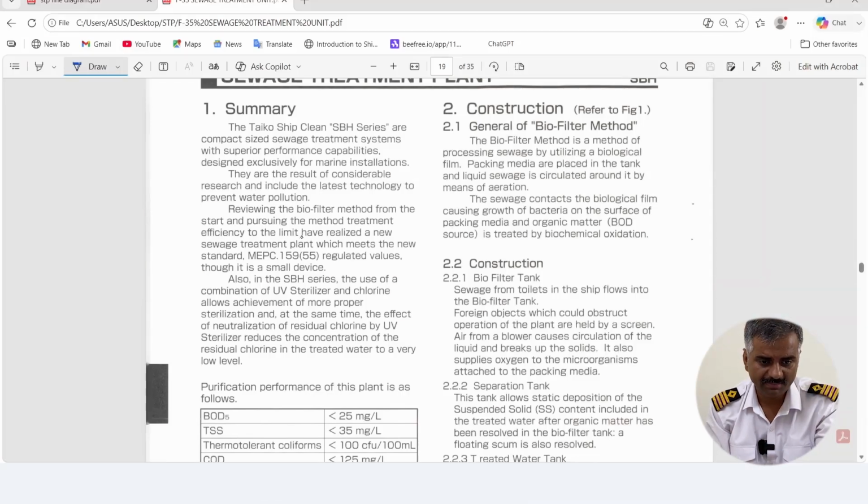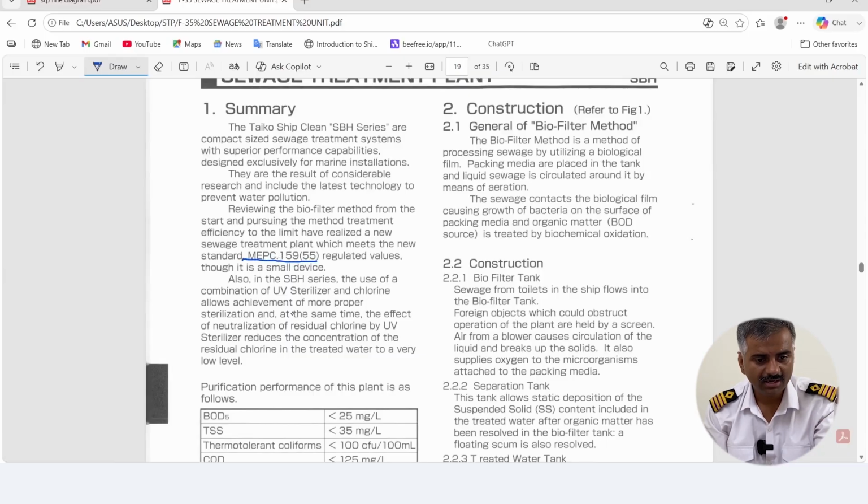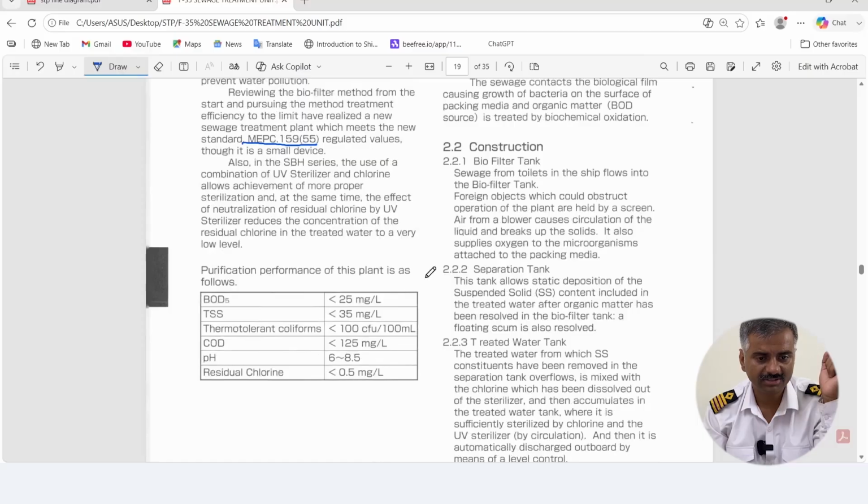But actually the MEPC, Marine Environment Protection Committee, 159th resolution requires a specific performance standard from a sewage treatment plant.